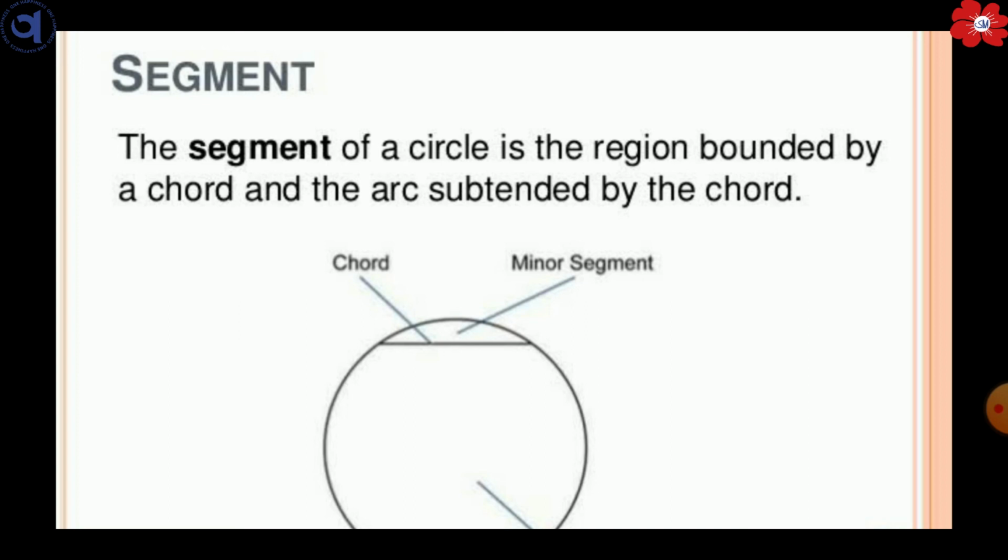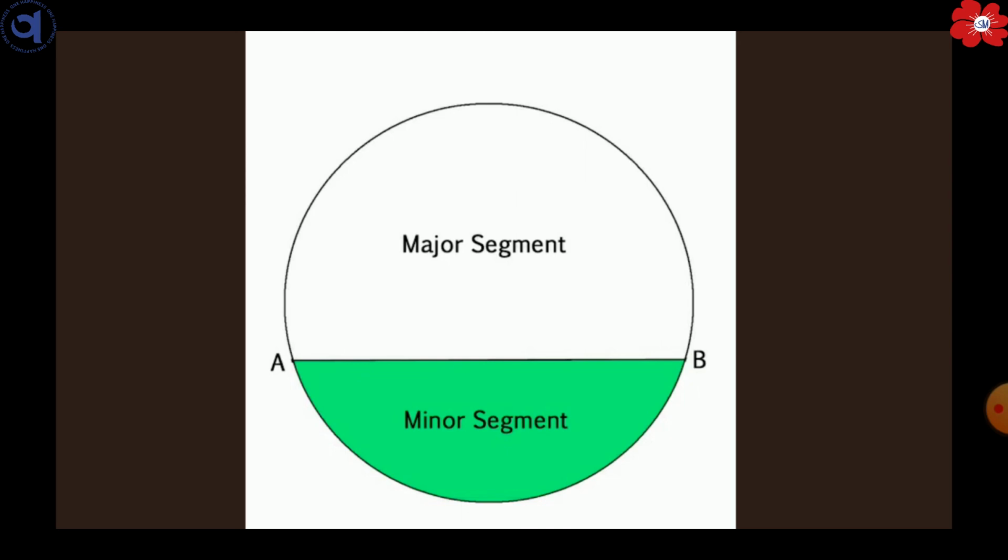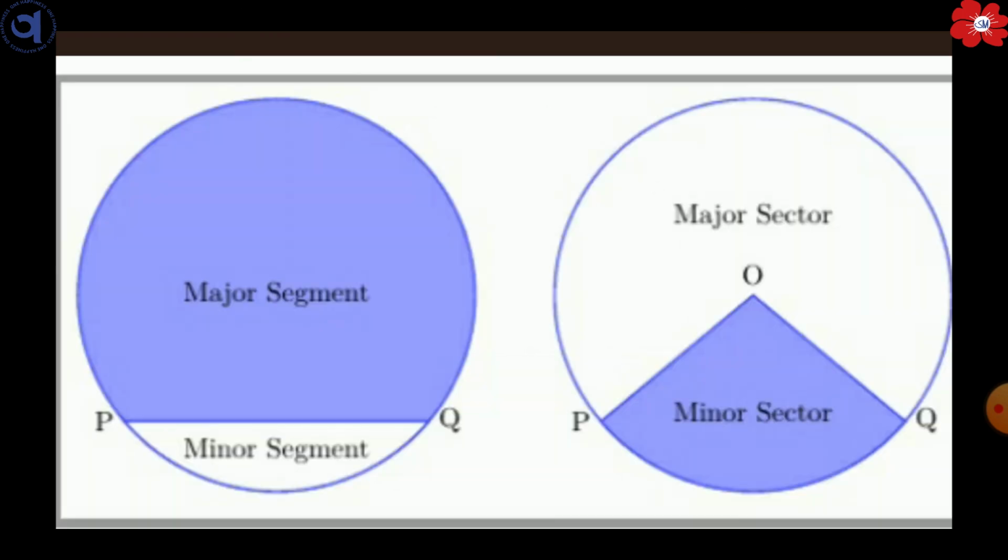Here the segment of a circle is the region bounded by a chord and the arc subtended by the chord. Here there are two types of segment, minor segment and major segment. Everyone look at the figure. The major part is called major segment, the minor part is called minor segment. Look at both figures: major sector, minor sector, major segment, minor segment.